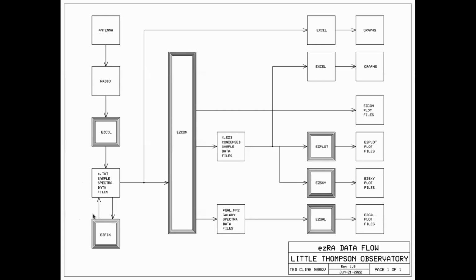There's a program called ezFix. All the programs, of course, start with EZ for Easy Radio Astronomy. ezFix can modify those data files and make it a little simpler to change the latitude, or maybe you got the time wrong, or you want to change the name of the telescope in it. ezFix is a program that allows you to do that or even automate it. We looked at that .txt file with something like Excel, a spreadsheet program, and sure enough, we could see graphs. That is a human readable .txt file.